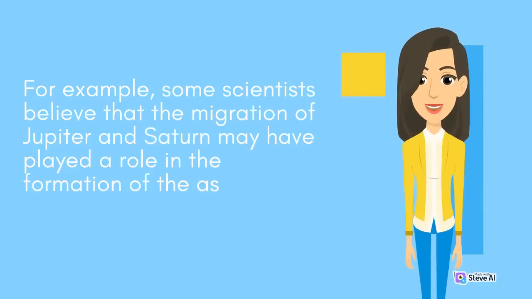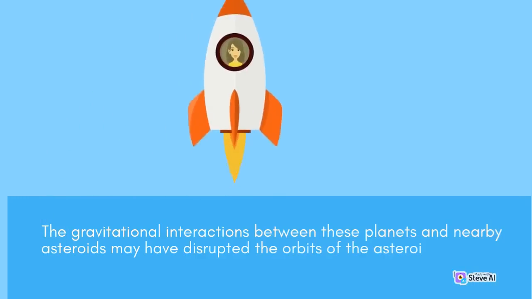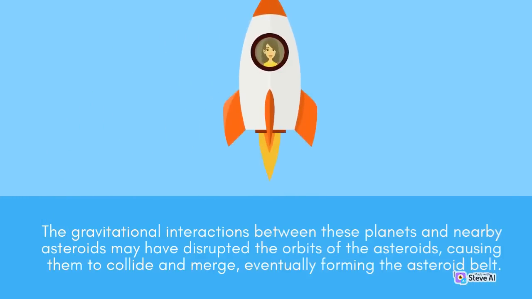For example, some scientists believe that the migration of Jupiter and Saturn may have played a role in the formation of the asteroid belt. The gravitational interactions between these planets and nearby asteroids may have disrupted the orbits of the asteroids, causing them to collide and merge, eventually forming the asteroid belt.